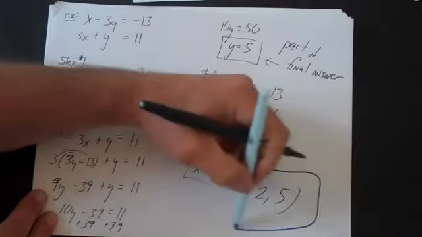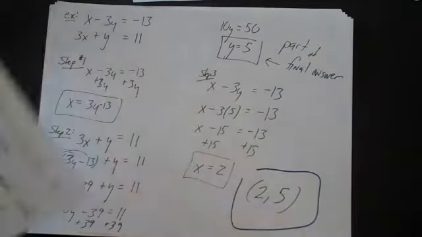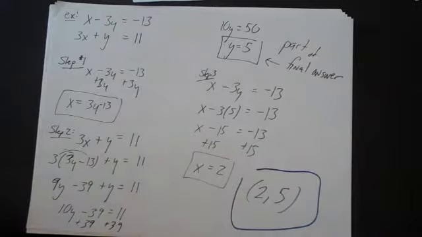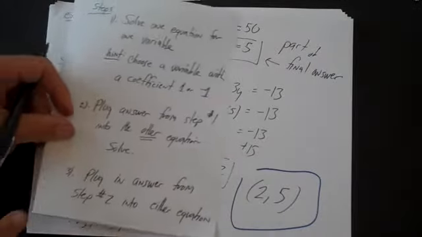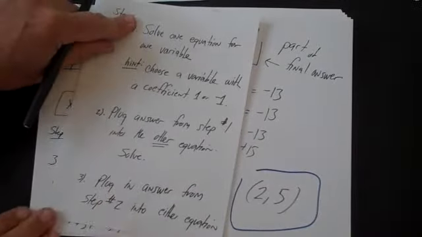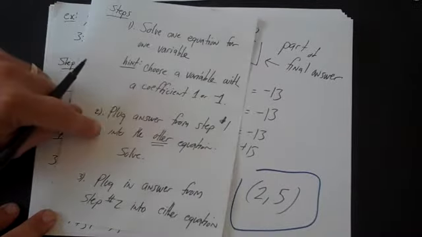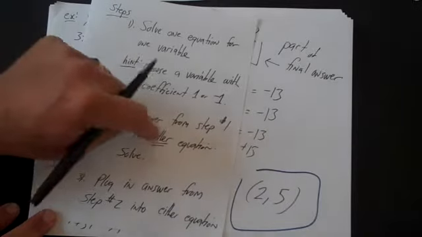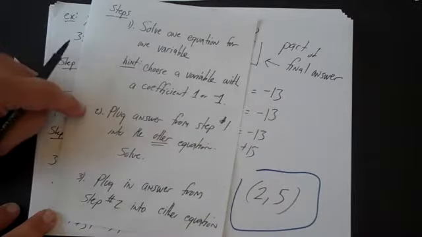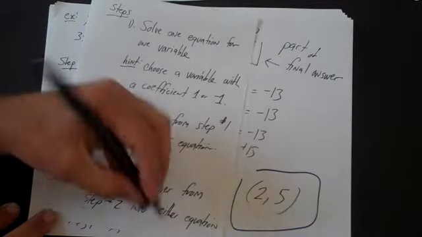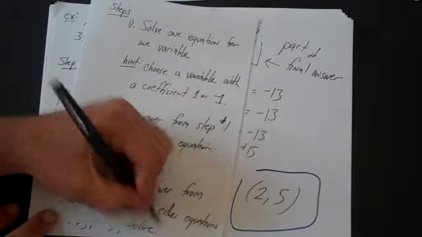That's the answer, right? And I'm going to write down the steps again. Here are the steps. Solve one equation for one variable. Choose a variable with a coefficient of 1 or minus 1. Plug in the answer from step number 1 into the other equation. It's got to be the other equation. And step number 3, plug that answer into either equation and simply solve, and that's your answers.